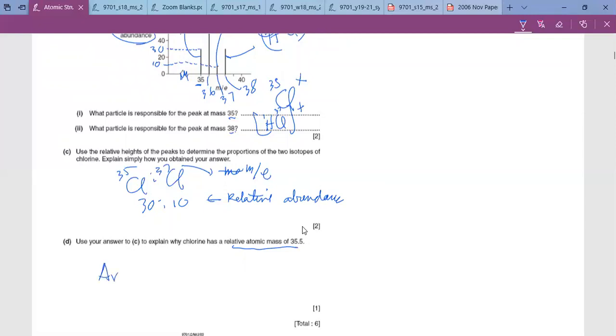AR. There's no difference down here, so it's 3:1. So 3 times 35 plus 1 times 37, over 4. You will obviously get 35.5. Okay, 6 marks.